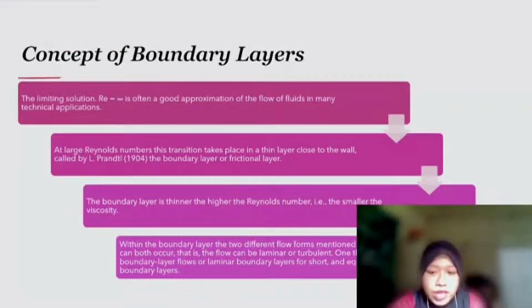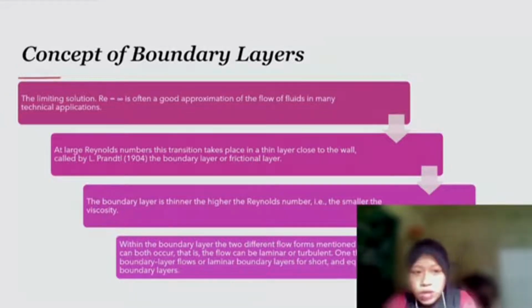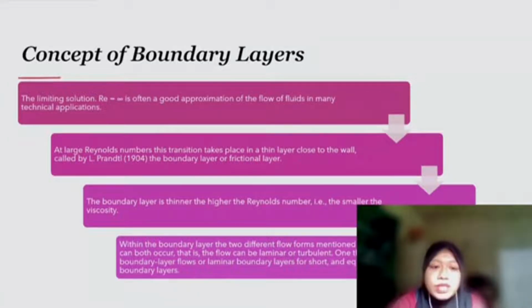The boundary layer concept is that the limiting solution Re equal to infinity is often a good approximation of the flow of fluid in many technical applications. At large Reynolds numbers, this transition may take place in a thin layer close to the wall called the boundary layer or frictional layer (Prandtl, 1904). The boundary layer is thinner the higher the Reynolds number, for example for small viscosity.